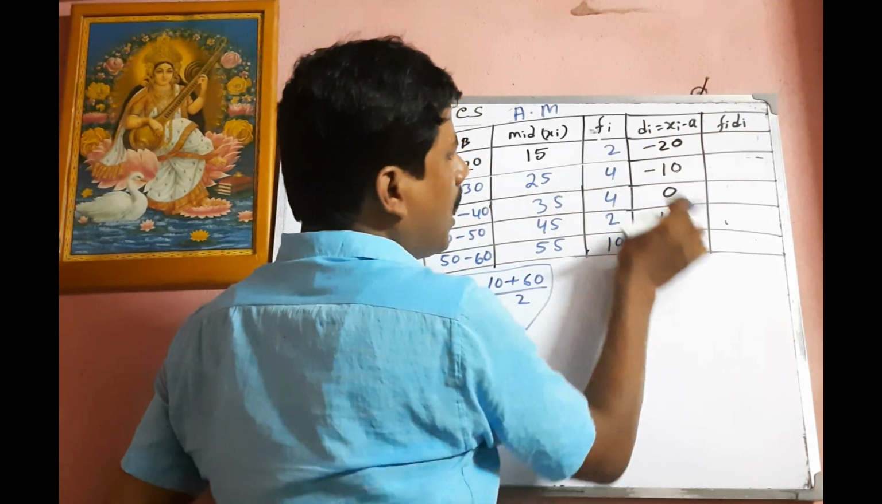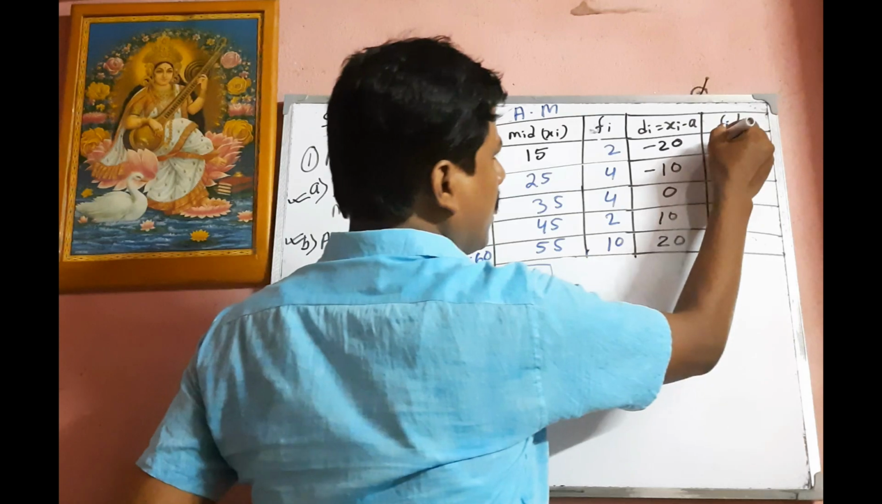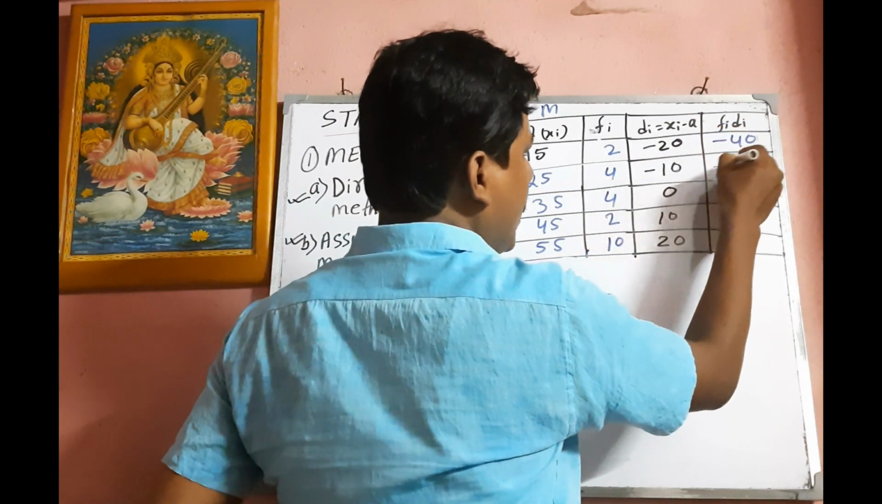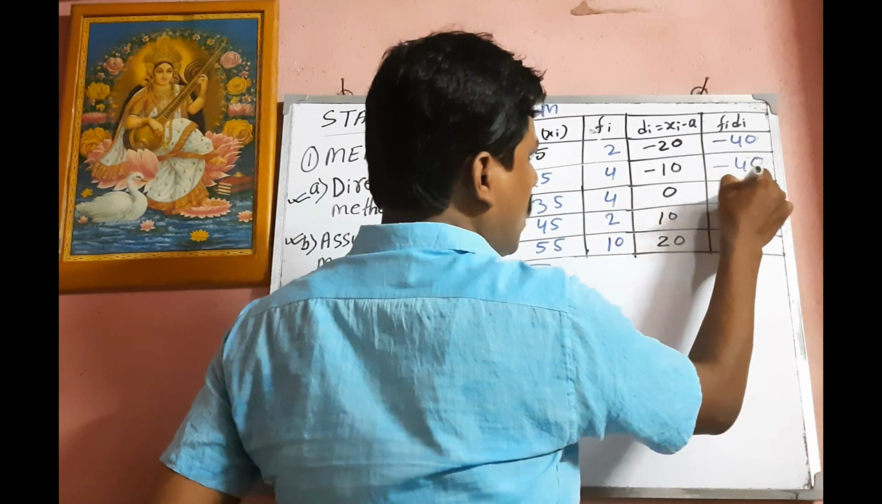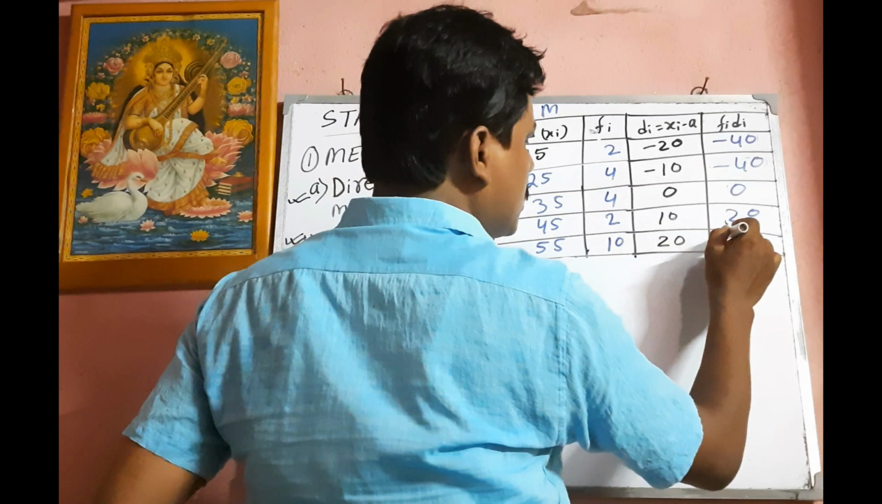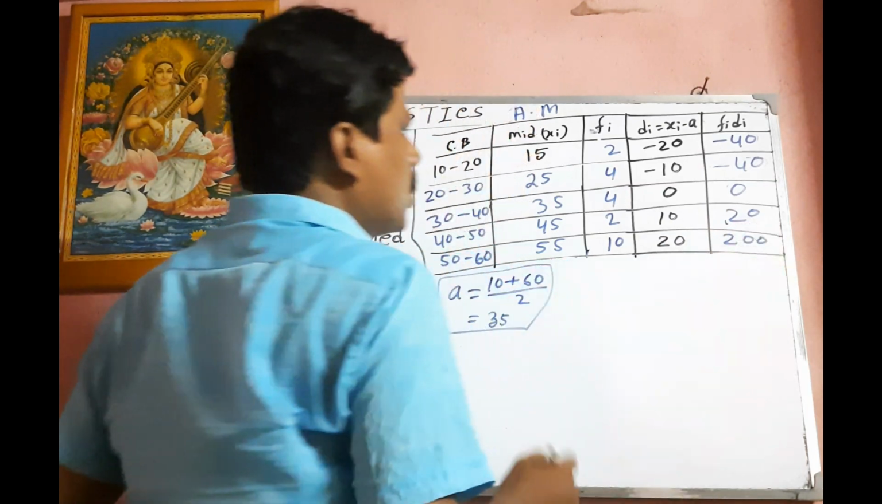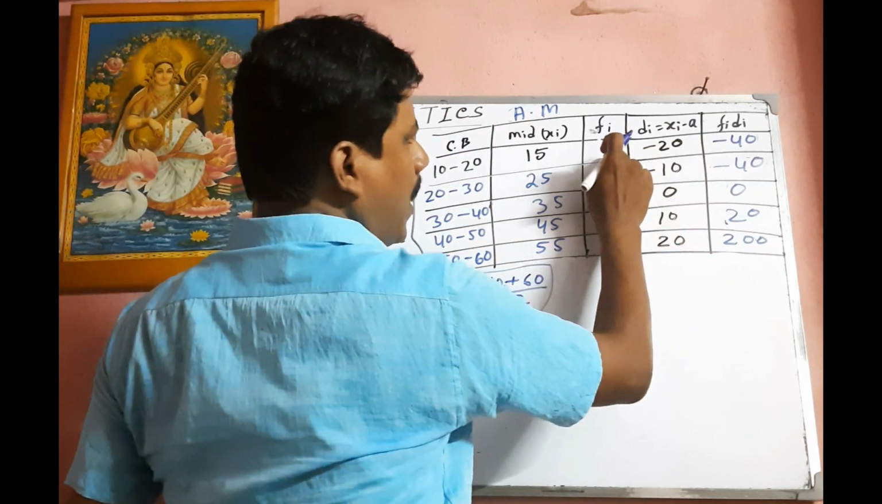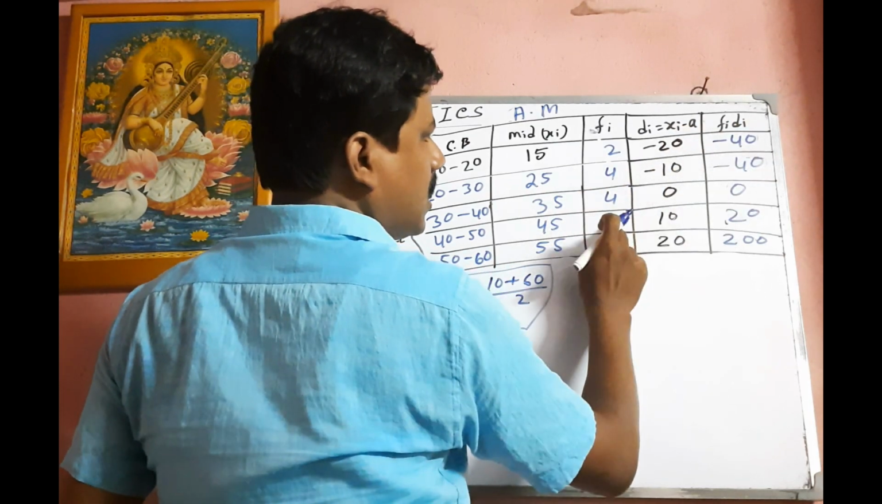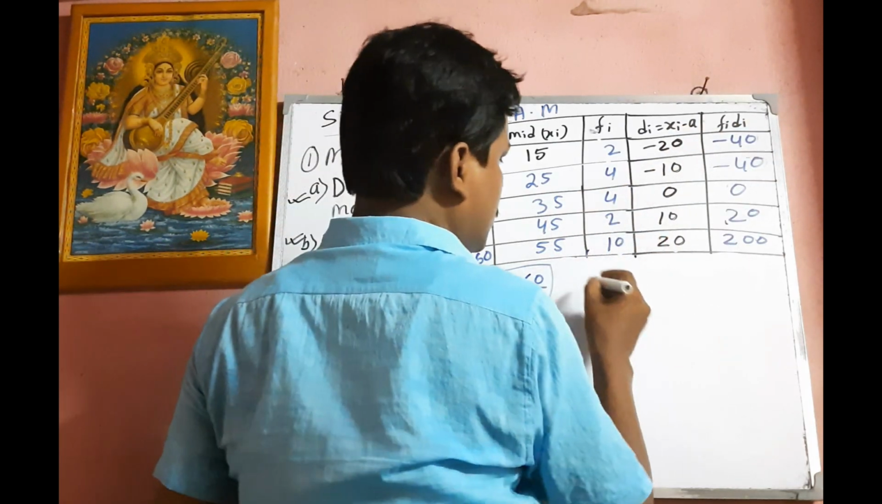fi di means f i multiplied by d i. These are the products: minus 40, minus 40, then 0, then 20, and 200. So the multiples of fi di are these.